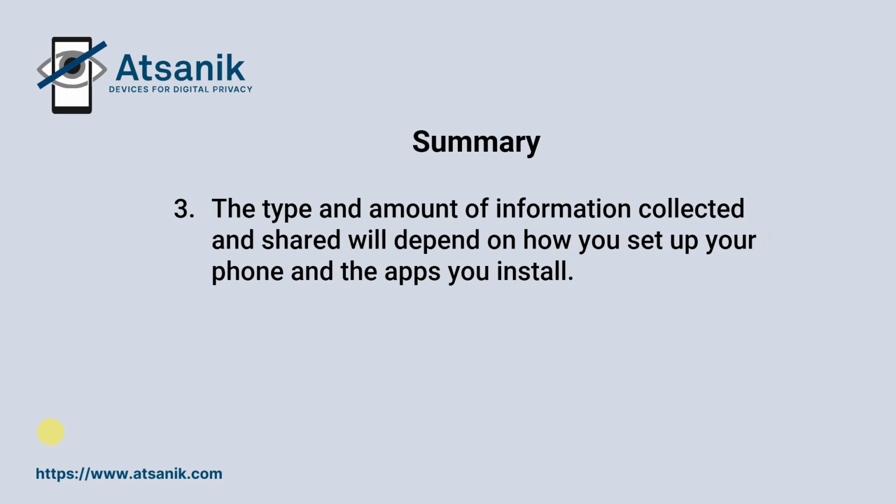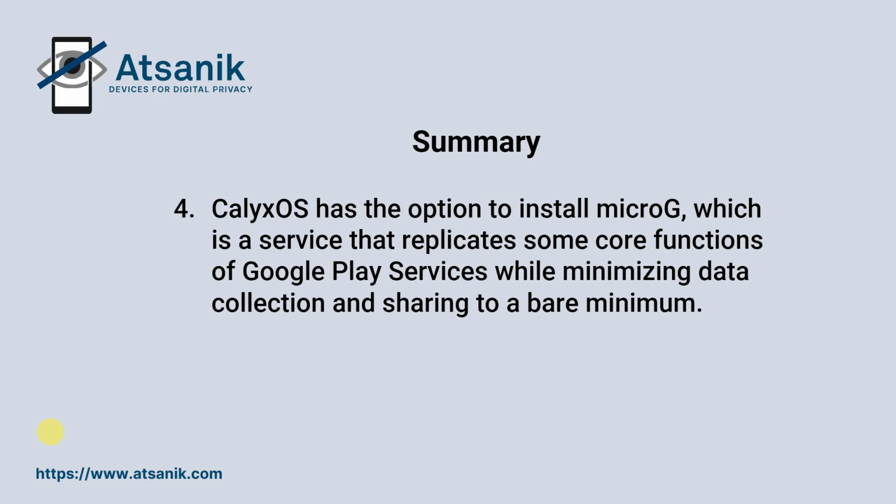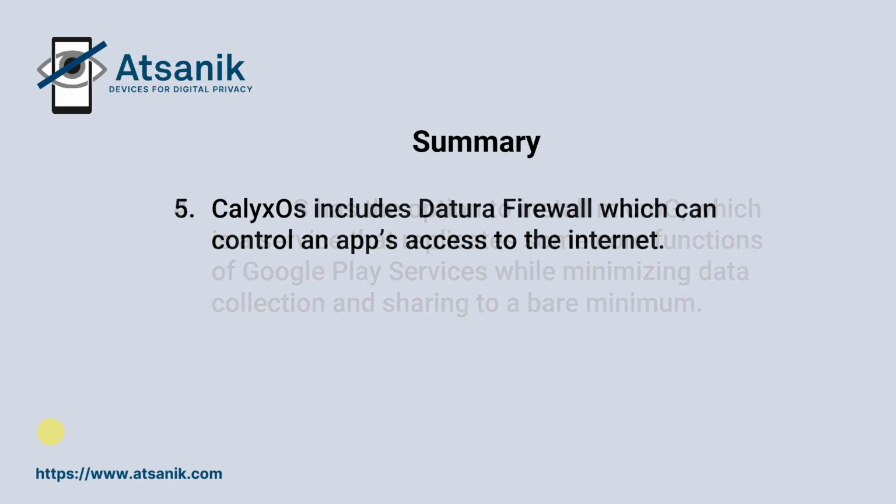Number three, the type and amount of information sent will largely depend on the apps you install on the phone, the settings you use in microG, and the network and app permissions you grant. Number four, CalyxOS has the option to install microG. This is a service that replicates some of the core functions of Google Play services without collecting and sharing nearly as much identifiable information as Google Play services does. Many popular apps require Google Play services to function, so microG also allows many popular apps to function without having to give up so much privacy.